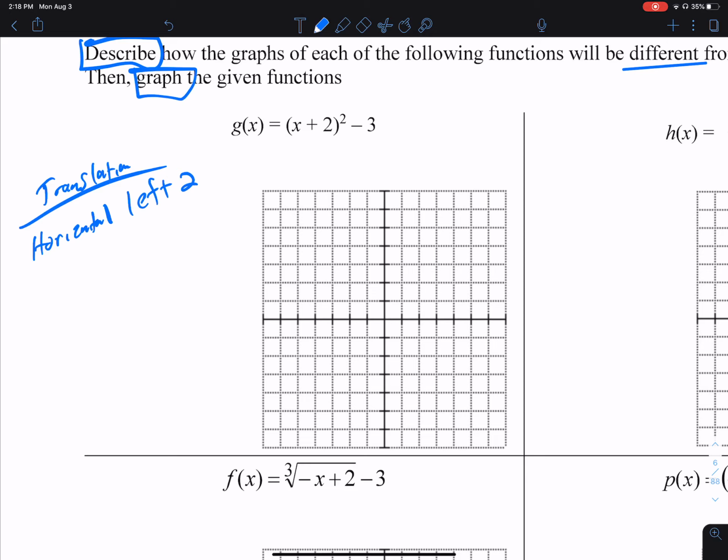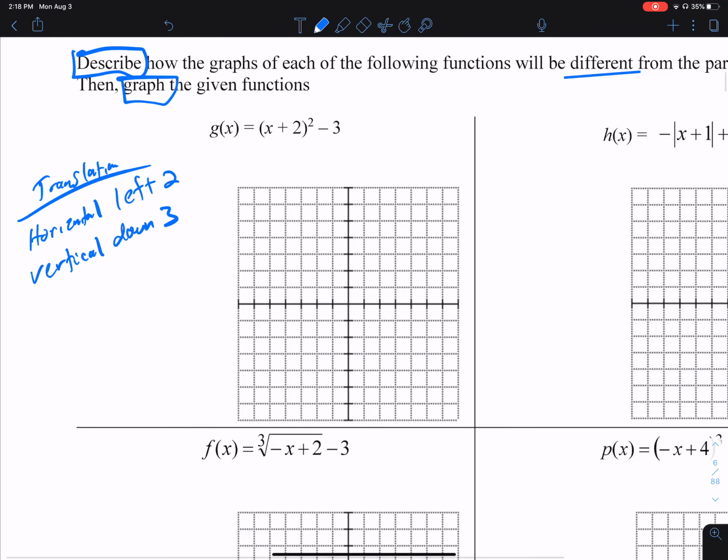Vertical translation. Sorry, I'm misspeaking a lot here. I apologize. Vertical things happen on the outside. This is a subtract 3, so we go down 3. So the parent graph for this is a parabola. Let's find the vertex first. The vertex is at -2, -3. Once you find the vertex, nothing else has changed about this.